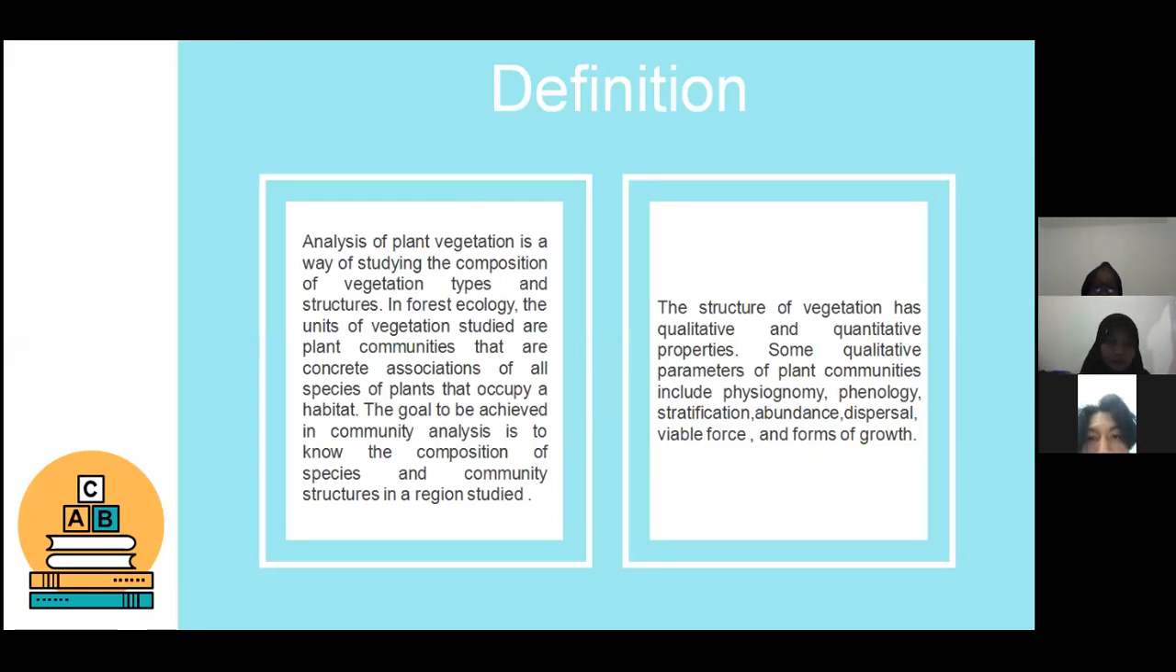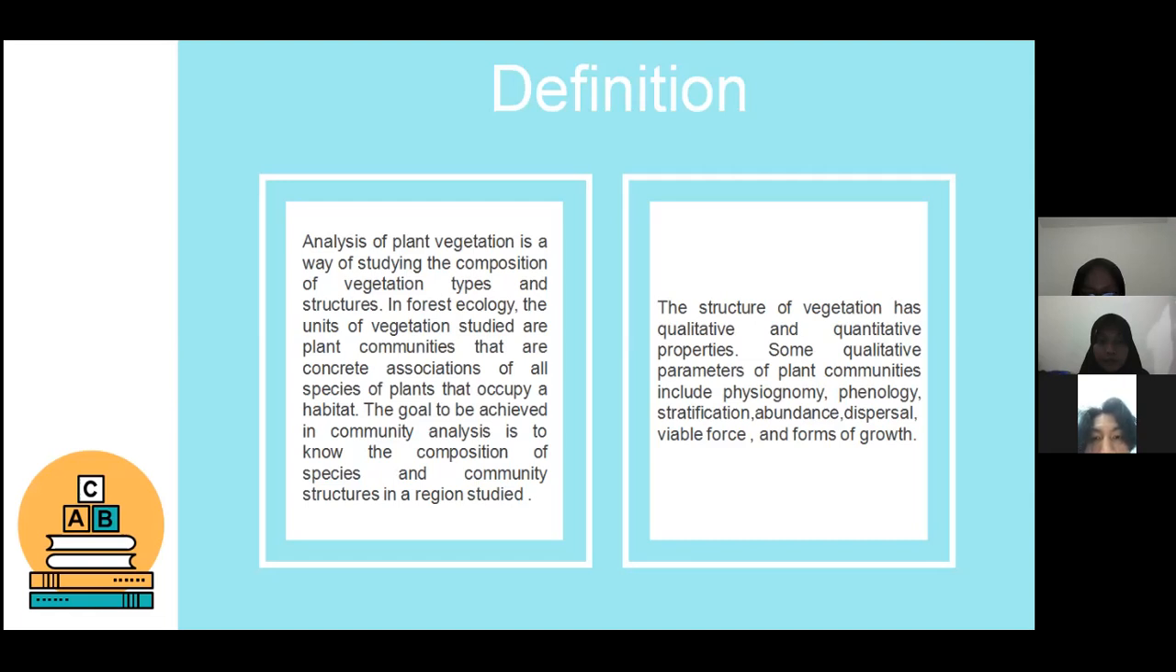Analysis of plant vegetation is a way of studying the composition of vegetation types and structures. In forest ecology, the units of vegetation studied are plant communities. There are a concrete association of all species of plants that occupy a habitat. The goal to be achieved in community analysis is to know the composition of species and community structures in a region studied. The structure of vegetation has qualitative and quantitative properties.